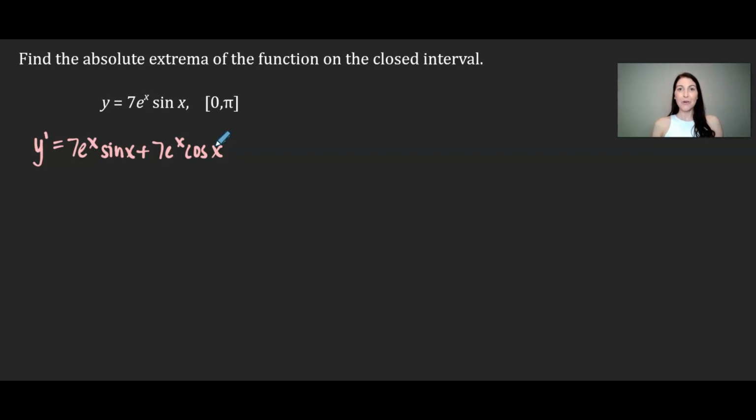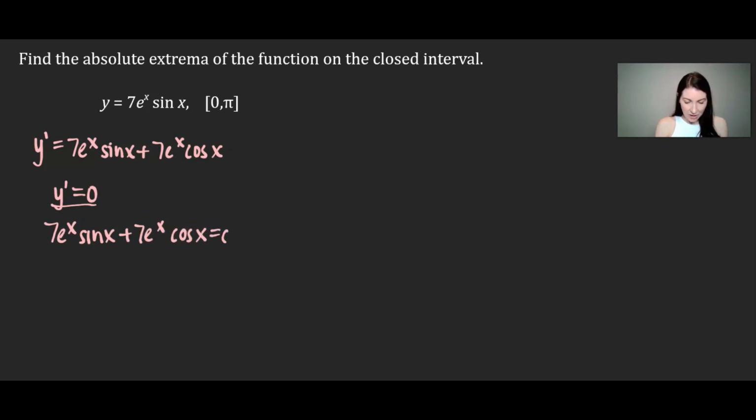As I mentioned, critical points are a possible place where you can find absolute extrema, and they occur where the derivative equals 0 and where the derivative does not exist. I will tell you that this derivative, which has sines and cosines and e to the x, would exist everywhere on this domain from 0 to pi because there's no restrictions. So my only critical points are going to be where 7e to the x sine of x plus 7e to the x cosine of x is equal to 0.